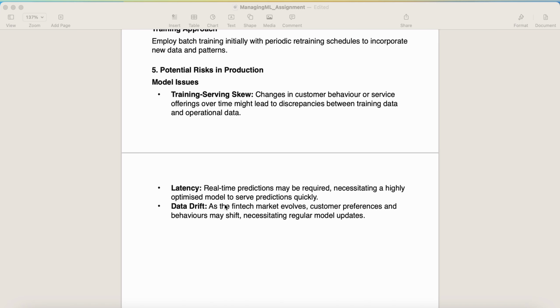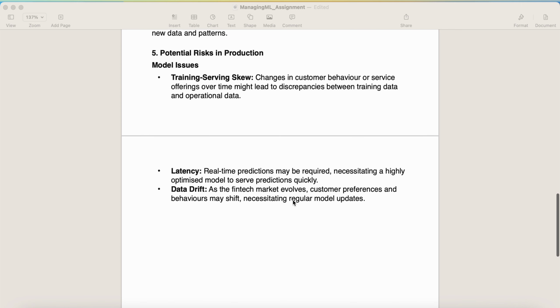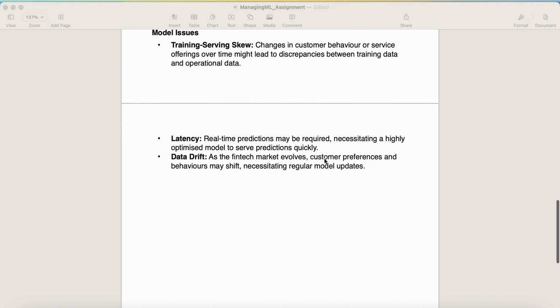Data drift: as the fintech market evolves, customer preferences and behaviors may shift. So again, the ask from customers, the kind of requirements they have, their behaviors may also shift, which necessitates regular model updates.